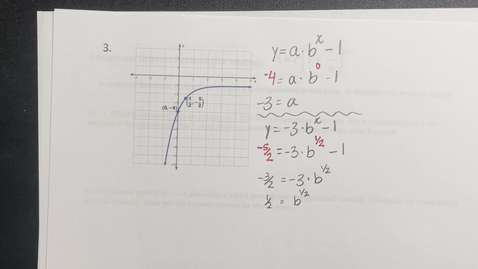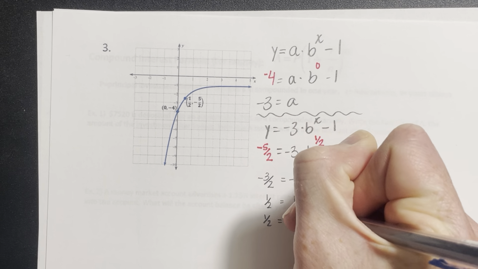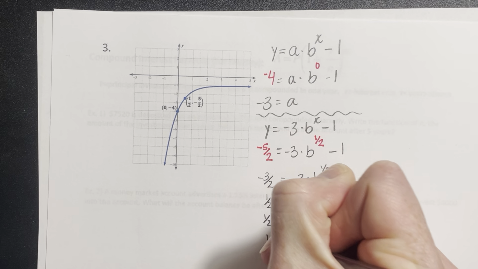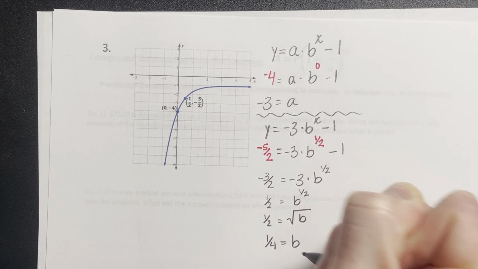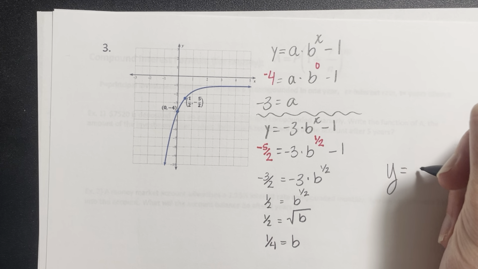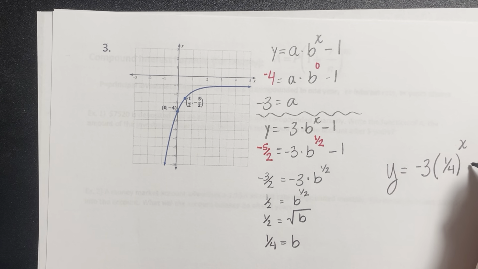b to the 1/2 power uses those fractional exponents, the rational exponents. So another way to write b to the 1/2 power is the square root of b. And to undo that square root, we would square both sides. So squaring 1/2 is 1/4, b is equal to 1/4. So our overall equation would be y equals -3 times 1/4 to the x power minus 1.